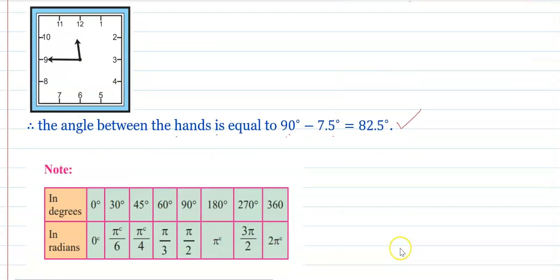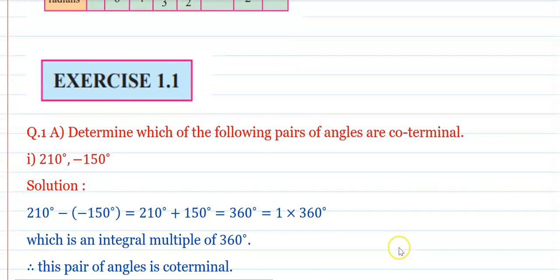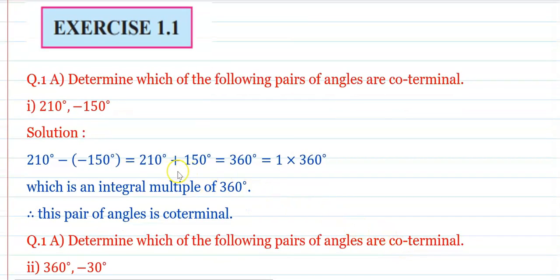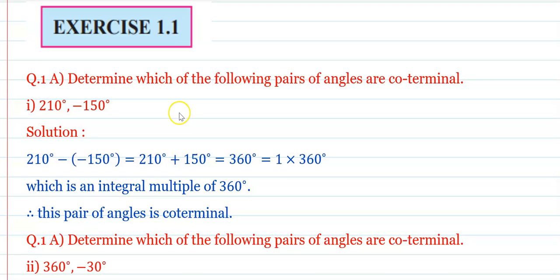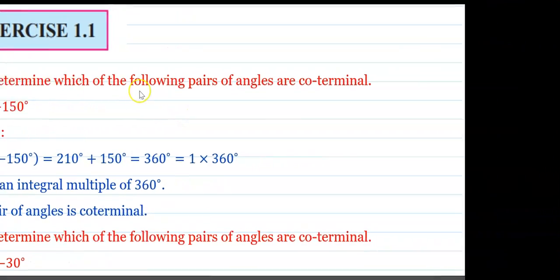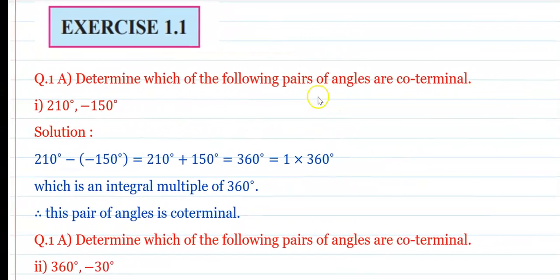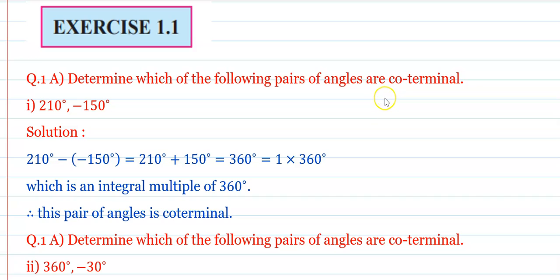Okay, now the next, we'll start the exercise 1.1. Now let us start the exercise 1.1. First question, determine which of the following pairs of angles are coterminal. The first angle is 210, next is minus 150 degree.